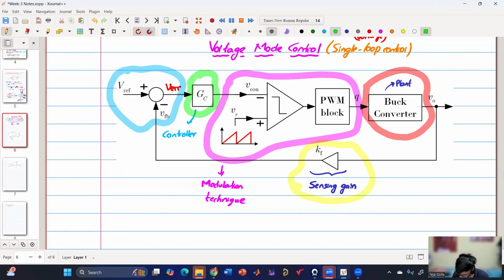So if I highlight, we have our error generation block. And then we have our controller block. And then I have shown the modulation technique. Again, it can be leading edge or trailing edge.